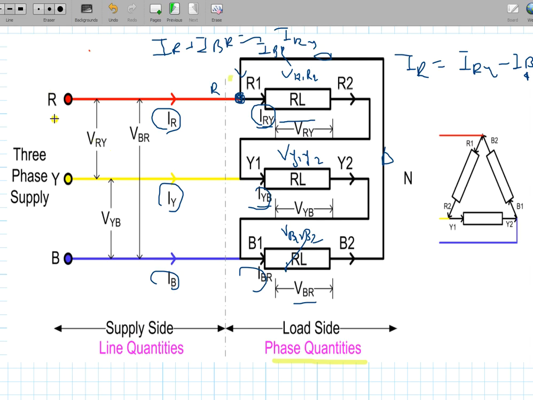So let us understand what exactly this is. I will add a new page and explain on it. Let us consider that the R phase load is ZR. How can this ZR be represented? ZR can be represented as a resistance of R phase plus inductance of R phase, or I can say it is mod of ZR at an angle of phi.